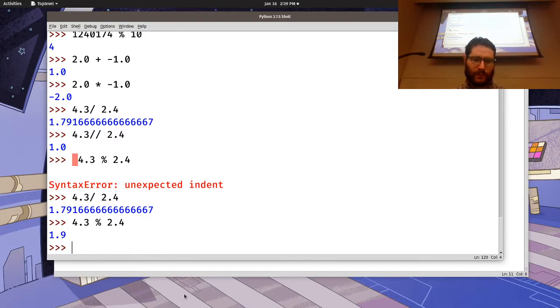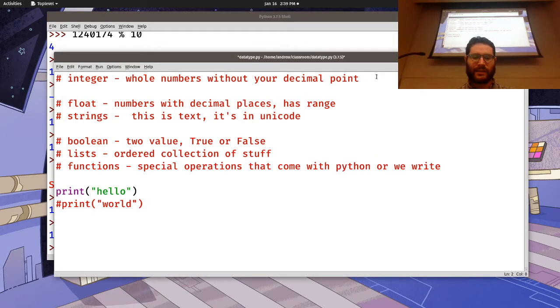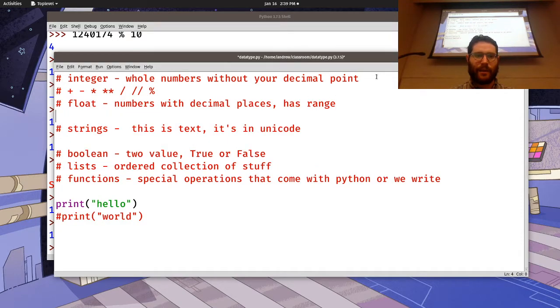So let's go ahead and list down all the operators for this that we care about. Plus, minus, times, divide, and mod. And then for floats, we just care about plus, minus, times, and exponentiation we do care about.